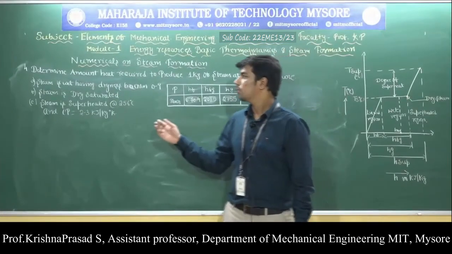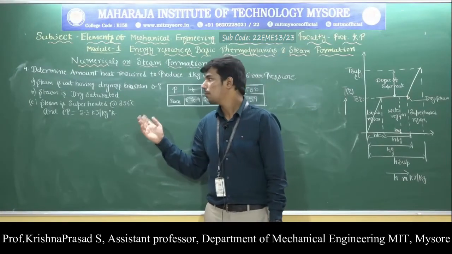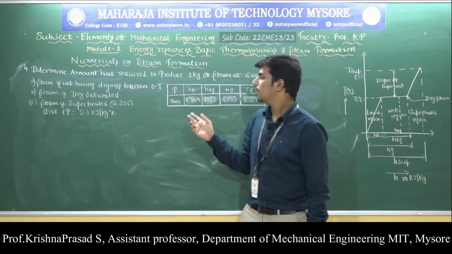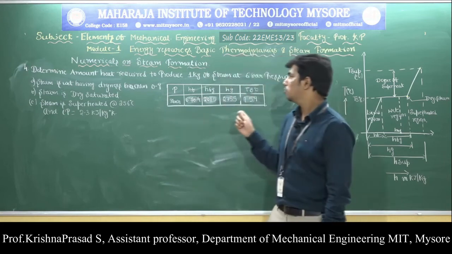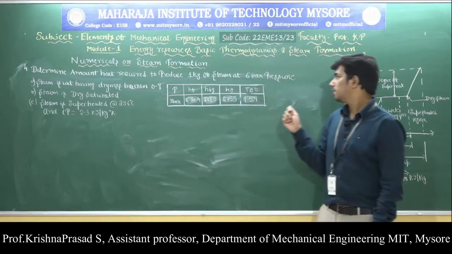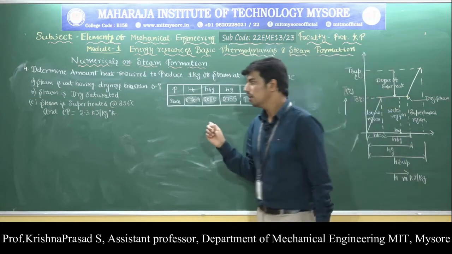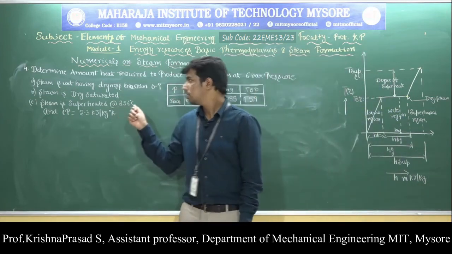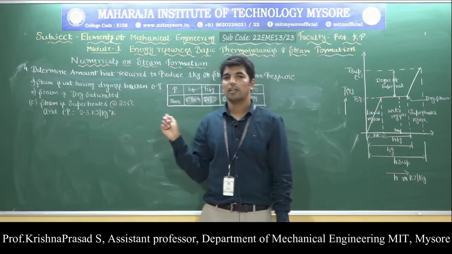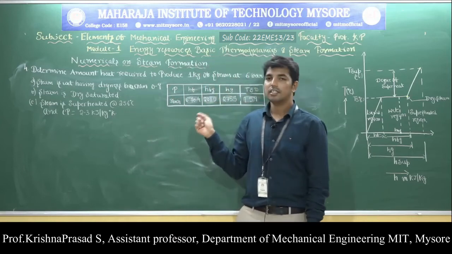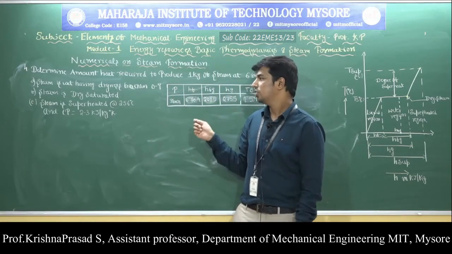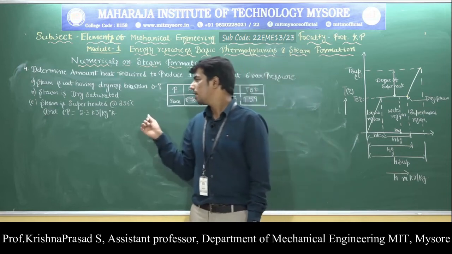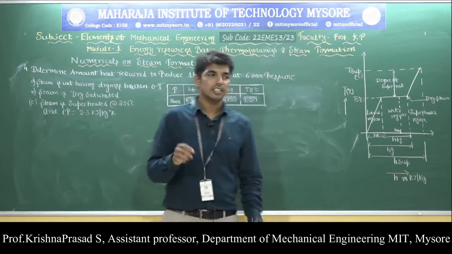Okay, the next problem regarding steam formation and properties: determine the amount of heat required to produce 1 kg of steam at 6 bar pressure. Here again three conditions are given. First, the steam is wet with a dryness fraction of 0.9; next, the steam is dry saturated; and third, the steam is superheated at 256 degree centigrade.